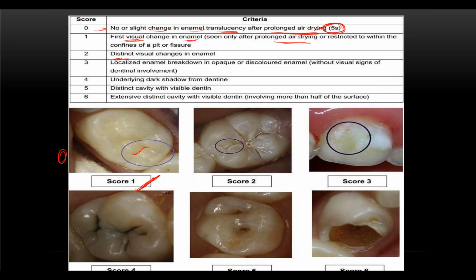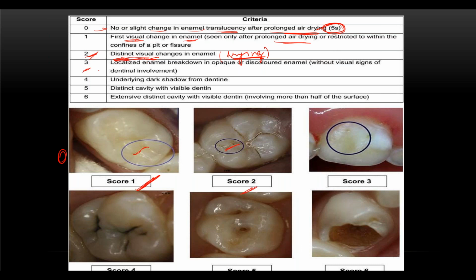If there is distinct visual change in the enamel, like this white region, if you are able to see that after prolonged drying, then this is your score 2. Here drying is not required. Visually, without any drying, if you are able to see a distinct visual change, then that is score 2.